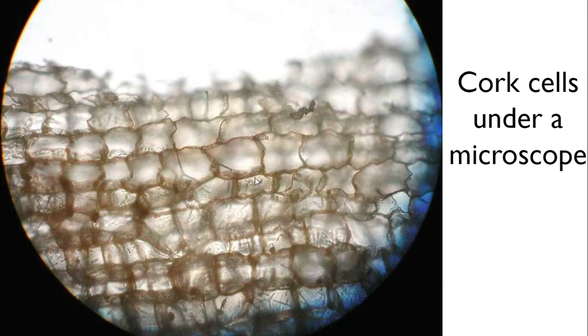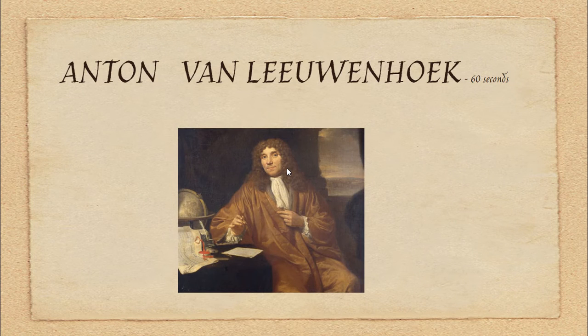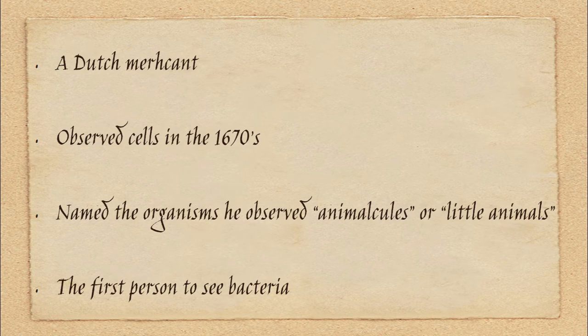Anton van Leeuwenhoek. Okay, so he was a Dutch merchant. He observed cells in the 1670s, and he named what he saw the animalcules, or little animals. And he was the first person to see bacteria.